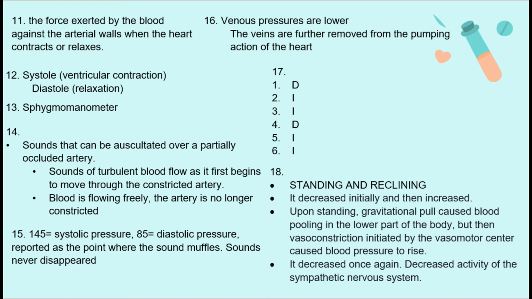What immediate changes in blood pressure did you observe when the subject stood after having been in the sitting or reclining position? Answer: it decreased initially and then increased. What changes in the blood vessels might account for the change? Upon standing, gravitational pull caused blood pooling in the lower part of the body, but then vasoconstriction initiated by the vasomotor center caused blood pressure to rise.